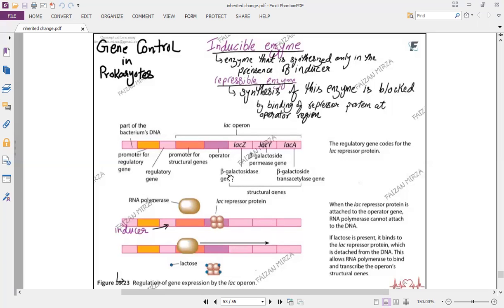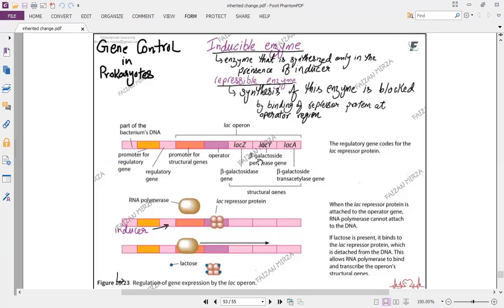So beta-galactosidase is the actual enzyme that the bacteria needs to metabolize lactose. Same goes for beta-galactosidase transacetylase. Beta-galactosidase permease increases the permeability of lactose through the bacterial cell membrane.